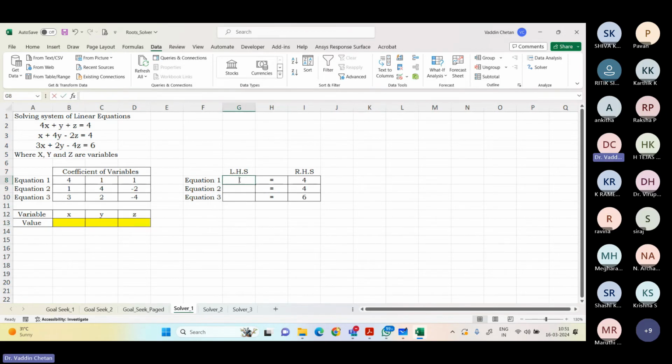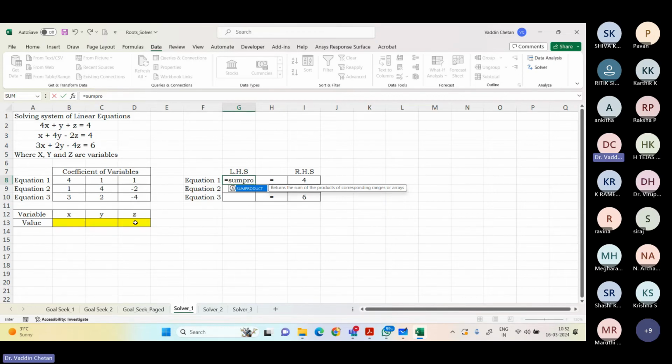For equation 1, I have one function called sum product. What sum product does is it multiplies, that is 4 into x value plus 1 into y value plus 1 into z value. It will give me that value. Sum means it simply sums up, right? You can see that it returns the sum of products of corresponding ranges or arrays.